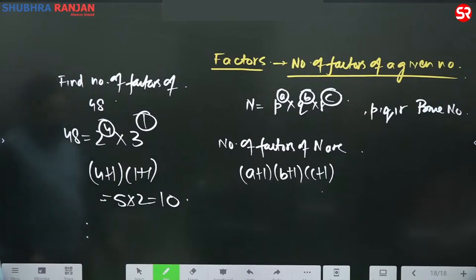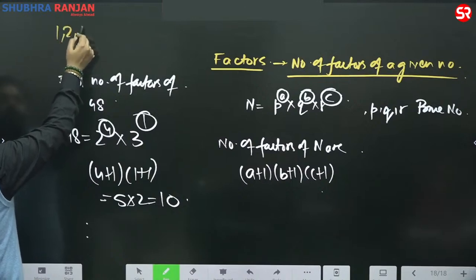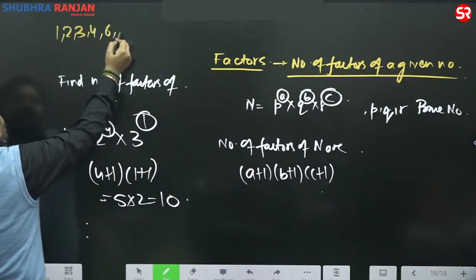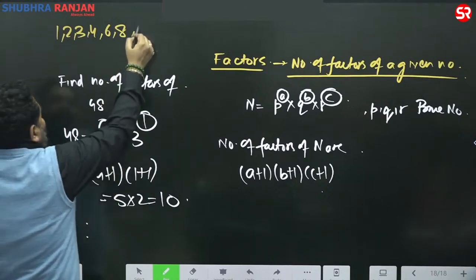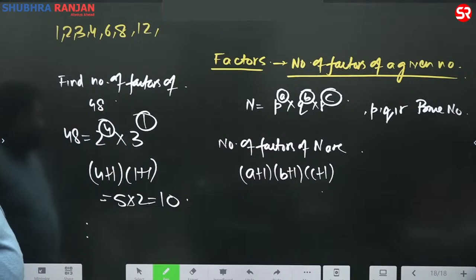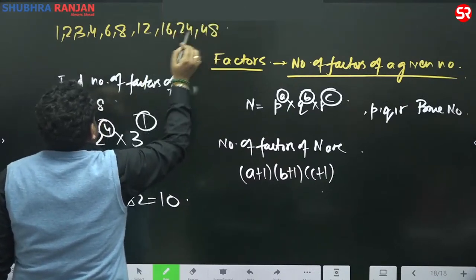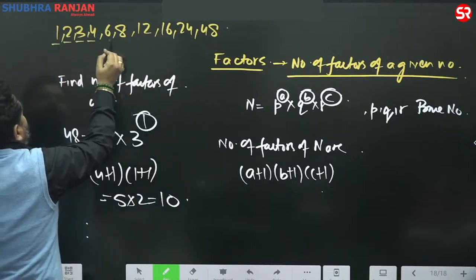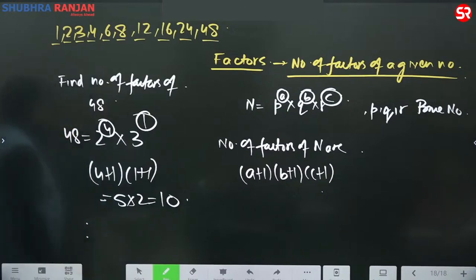Sir, कौन से होंगे वो? You want to count them manually? 1 divides 48, 2 divides 48, 3 divides 48, 4 divides 48, 6 divides 48, 8 divides 48. Agreed? 12 divides 48, 16 divides 48, 24 divides 48, 48 divides 48. Count 1, 2, 3, 4, 5, 6, 7, 8, 9, 10. 10 factors. So you cannot manually count for every number, isn't it? You cannot manually count it for every number.